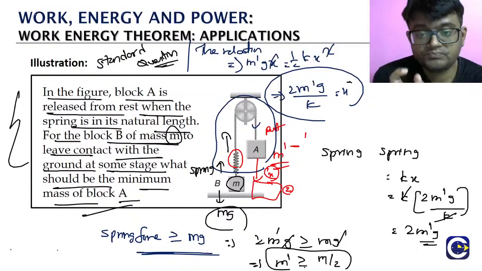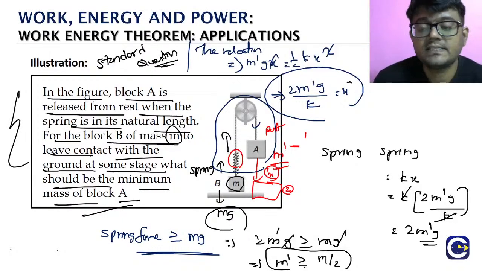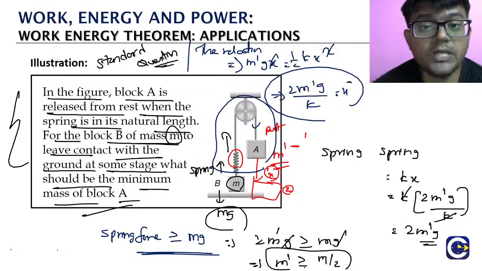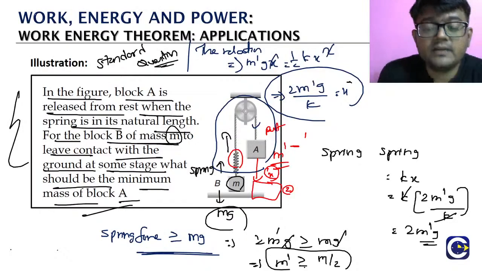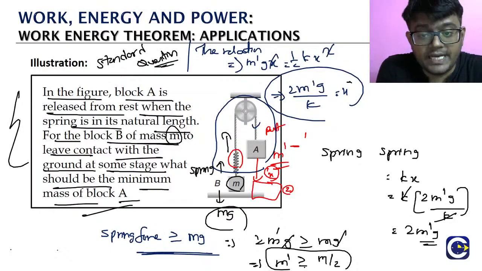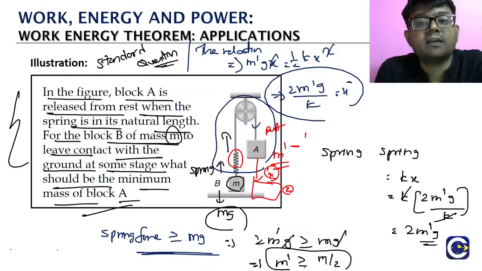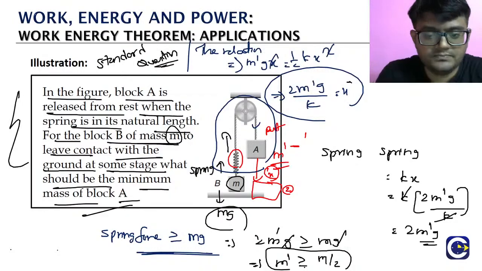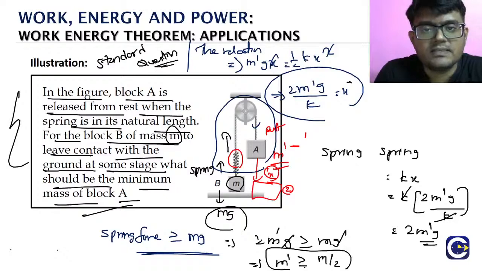The minimum value is m by 2. So if the mass of block A is m by 2 or more, then as it is going down, at some stage it can lift the block B. It can lift the block B from the surface.